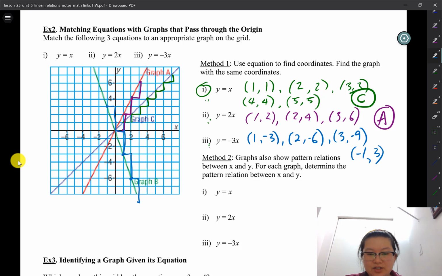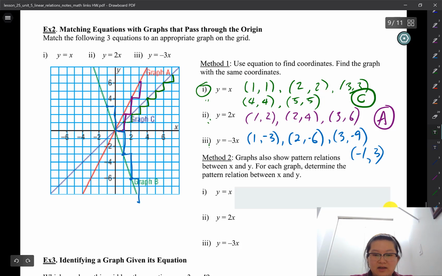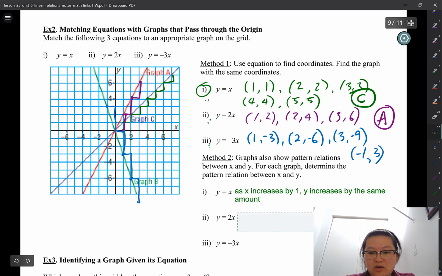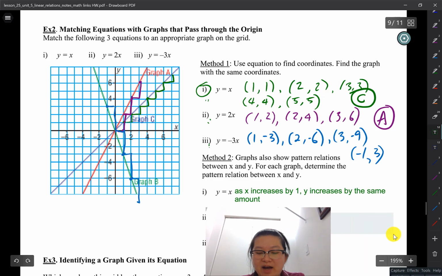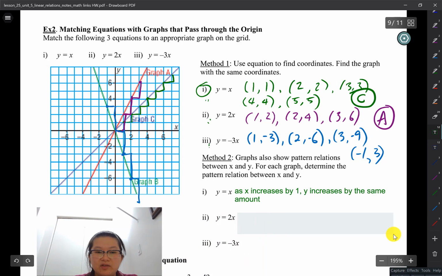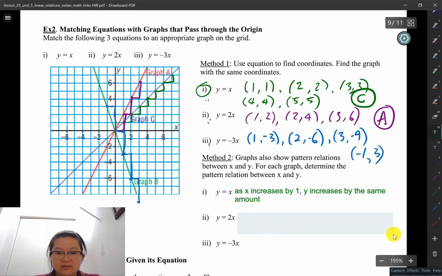Graphs also show pattern relationships between x and y. For each graph, determine the pattern relationship between x and y. Here, we can just type this one out, and I just mentioned this already. So for example, here, as x increases by 1, y increases by the same amount. Notice that we're trying to describe the pattern instead of just using math symbols and graphs to do that. For the second one, as x increases by 1, my y increases by 2.